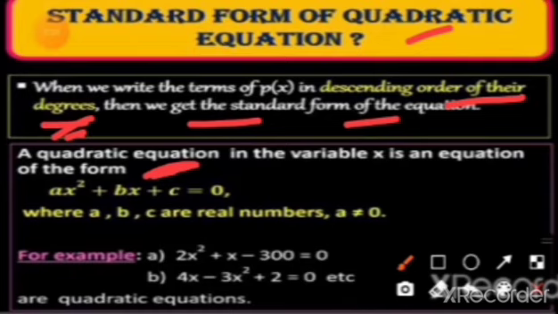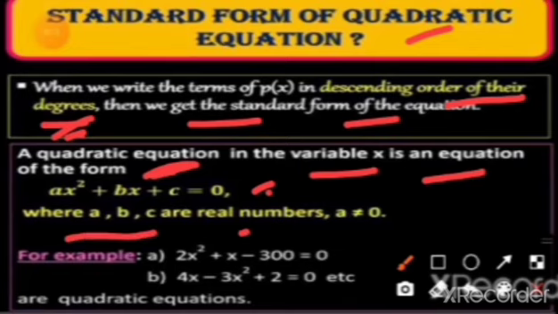A quadratic equation in the variable x is an equation of the form ax square plus bx plus c is equal to 0. This is the standard form of quadratic equation. Ax square plus bx plus c is equal to 0, where a, b, c are the real numbers, and this condition is very important. A is not equal to 0 because if a will be 0, then it becomes linear. Okay, so we will always write a is not equal to 0.